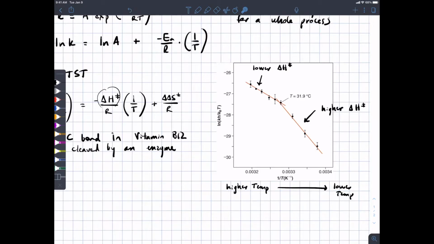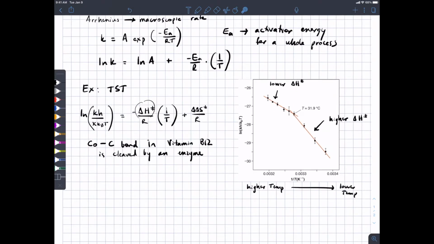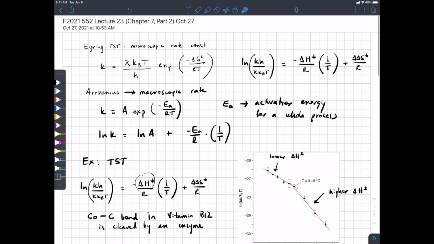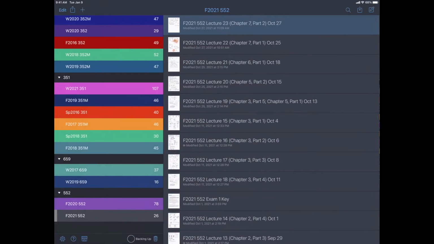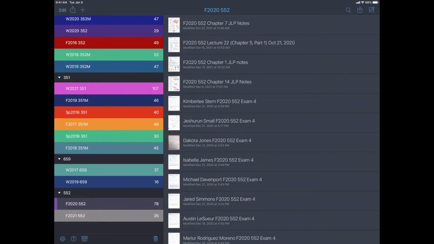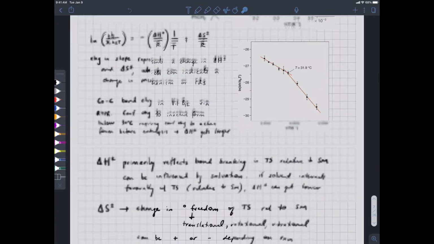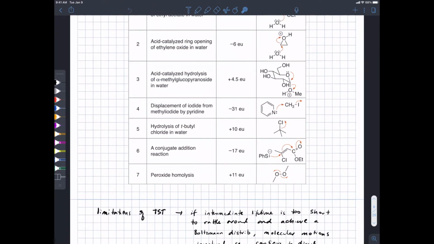and you may see this in different contexts in the future if you're reading papers. Why would you want to know about activation enthalpy and entropy anyway? Let me show you a table that's from your text that shows some entropy values from commonly known organic reactions.